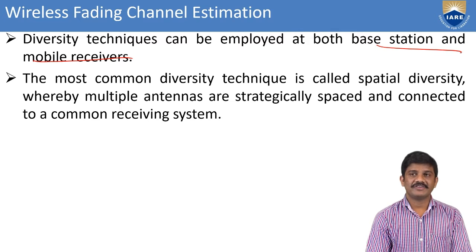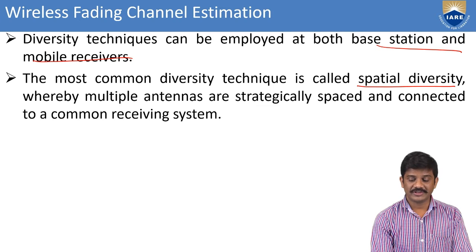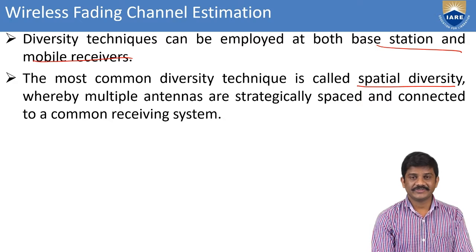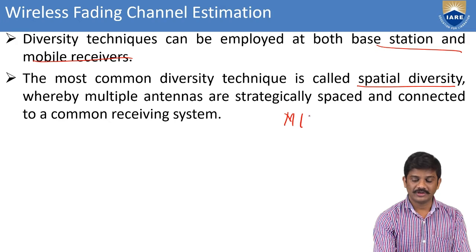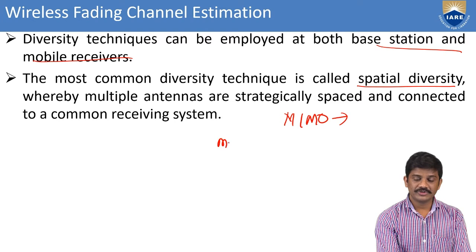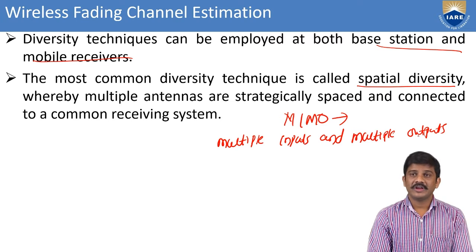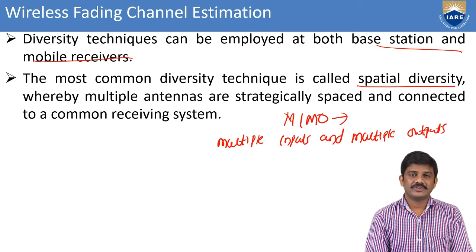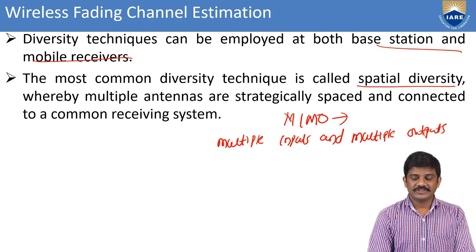The most common diversity technique is called spatial diversity, where multiple antennas are strategically spaced and connected to a common receiving antenna. When we say multiple antennas, we are considering MIMO technology. MIMO means multiple inputs and multiple outputs. For that purpose we go with spatial diversity, and this comes under MIMO.